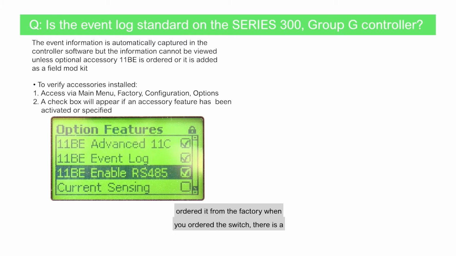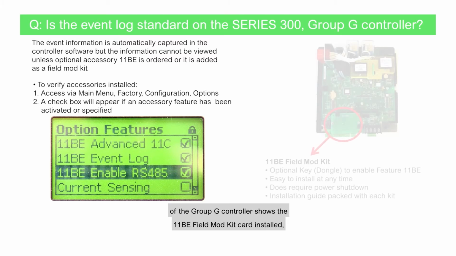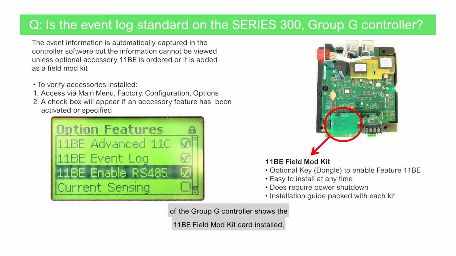If you haven't ordered it from the factory when you ordered the switch, there is a kit available where you can install it in the field. The photo of the Group G controller shows the 11BE Field Mod Kit card installed, which just plugs into the controller. Of course, you can install it at any time.